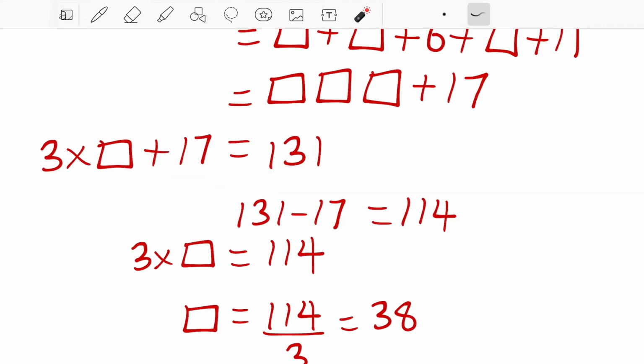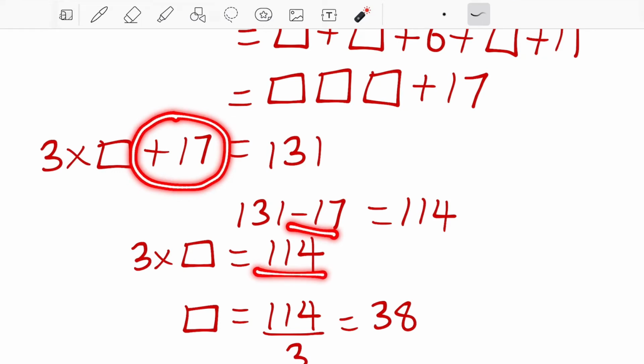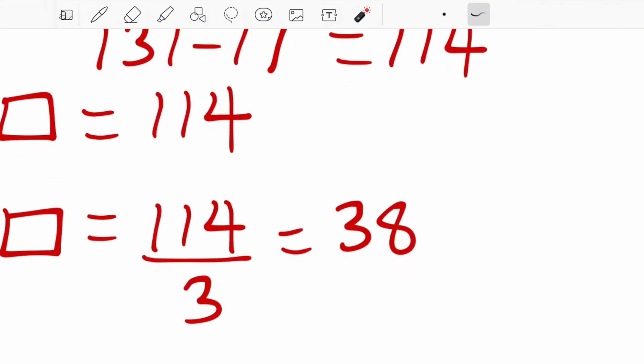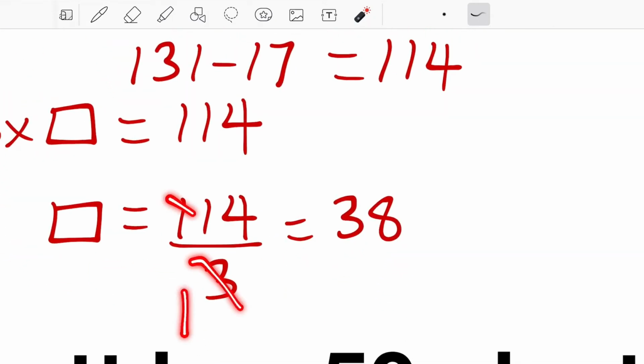So we are going to work in reverse, or backwards as some persons say. So 131, instead of adding 17 here, we're going to take away 17. So that's 114. And instead of multiplying by 3, we are going to divide by 3. So 114 divided by 3 is 38. Right? 3 into 3 is 1. 3 into 11 is 3, remainder 2. 3 into 24 is 8.